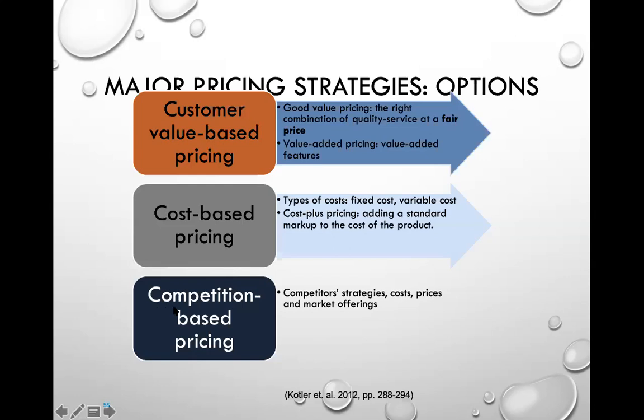Now, competition-based pricing actually refers to the competition, right? They benchmark the competition, they look at the competitors' strategies, costs, prices, and the competitors' market strategies, right? And then they look at their own product or service. They judge whether it is superior, inferior to the competitors, or on par. Then from there, they make the decision about their pricing. Okay, so those are the pricing strategies, right?